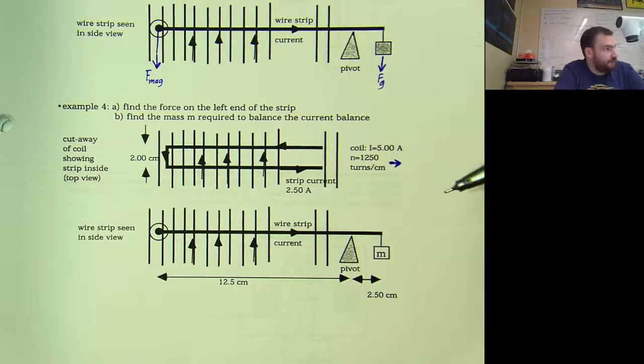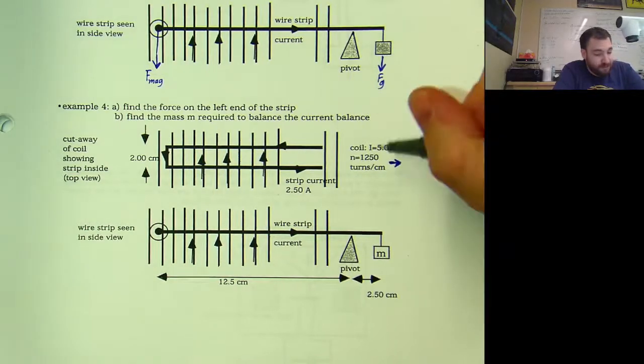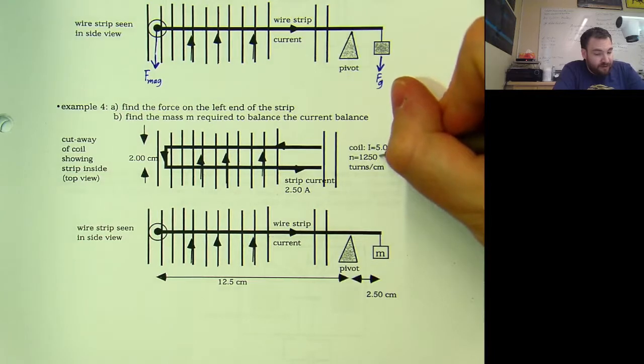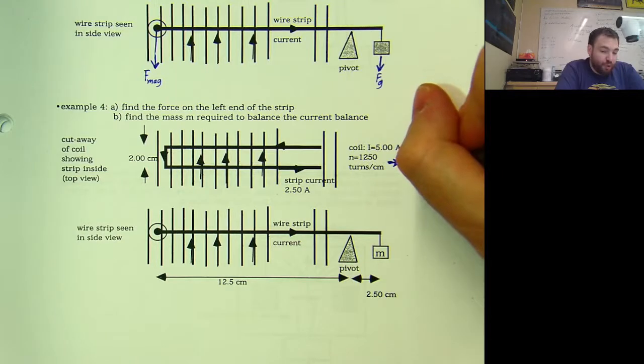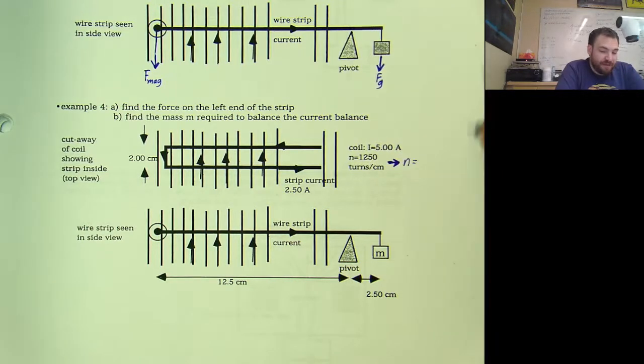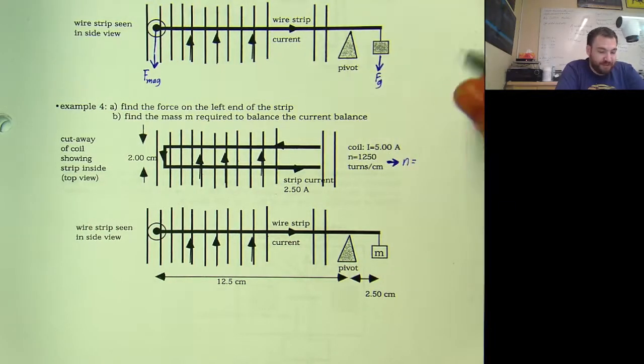1,250 turns per centimeter. There's 100 centimeters per meter. So how many turns are there per meter? Yeah, we're going to add 2 zeros. So N is going to be, well, we had 1,250 turns per centimeter, it's going to be 125,000 turns per meter.